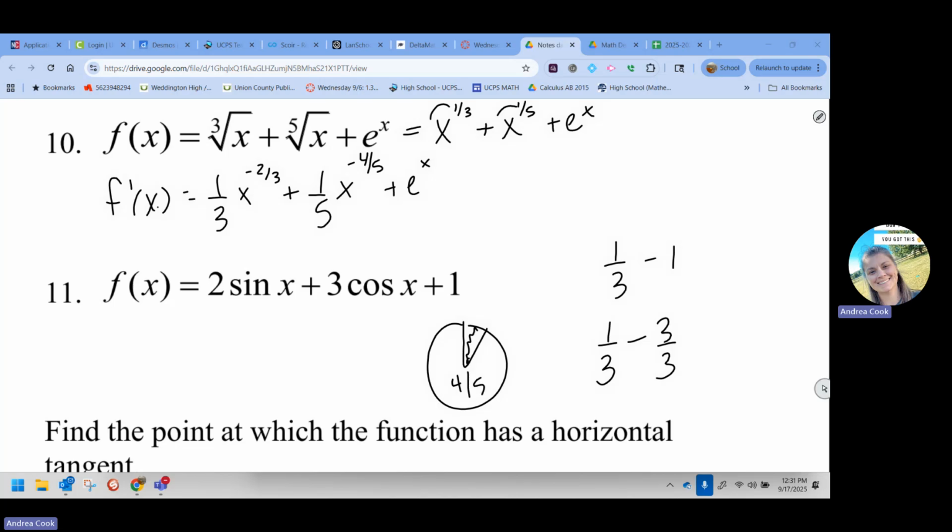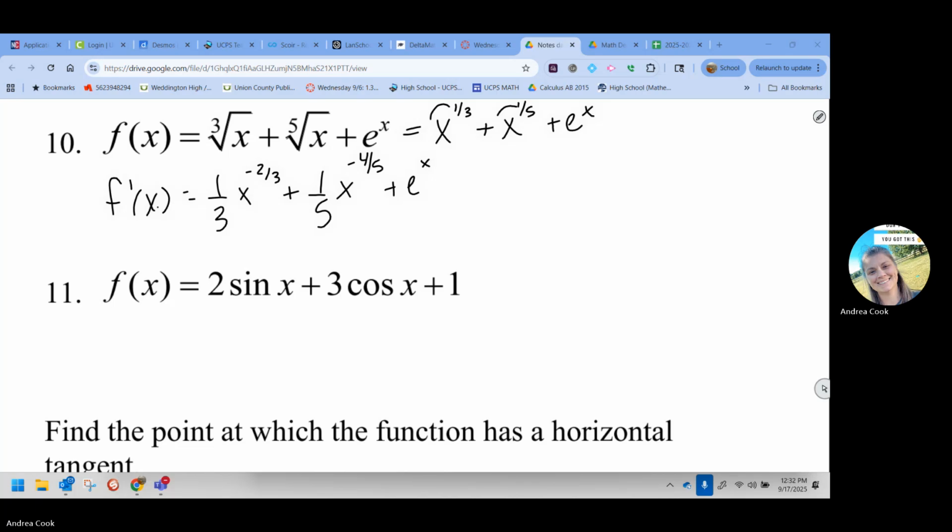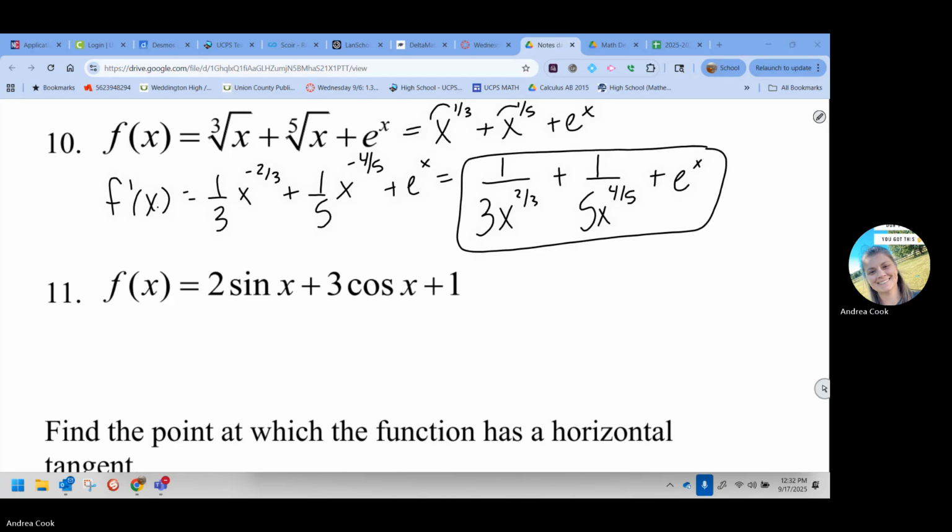Now, the only thing I will say is sometimes you'll get powers that are more than one, like maybe you have a 7/2 power or something. So that would be a little bit harder, but yes, definitely. Good suggestion, good idea. e to the x goes to e to the x. And then I would just rewrite this as 1/3 x to the 2/3 plus 1/5 x to the 4/5 plus e to the x. And that answer is totally fine.